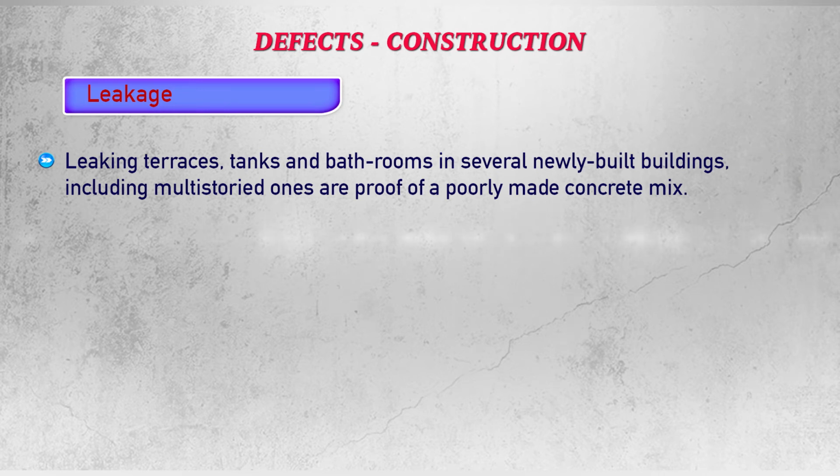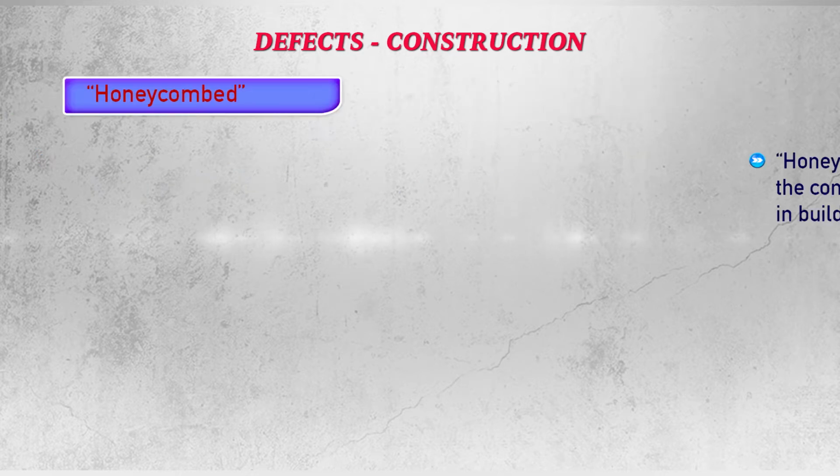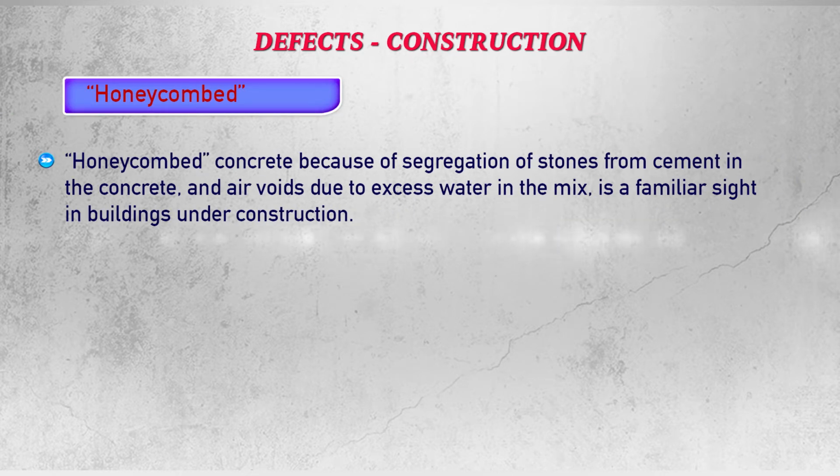Leaking terraces, tanks and bathrooms in several newly built buildings, including multi-storied ones, are proof of a poorly made concrete mix. Honeycombed concrete, because of segregation of aggregates from cement in the concrete and air voids due to excess water in the mix, is a familiar sight in buildings under construction.